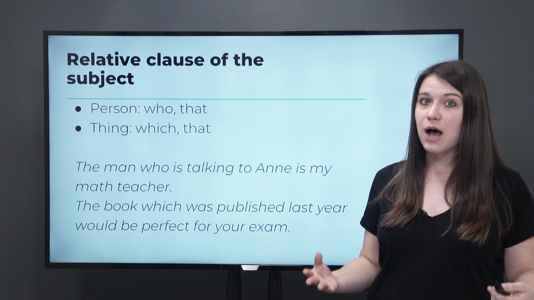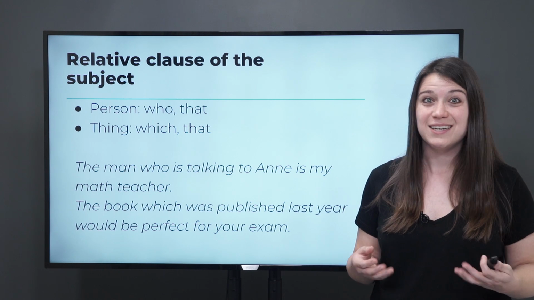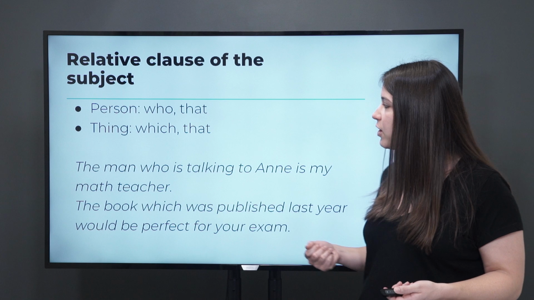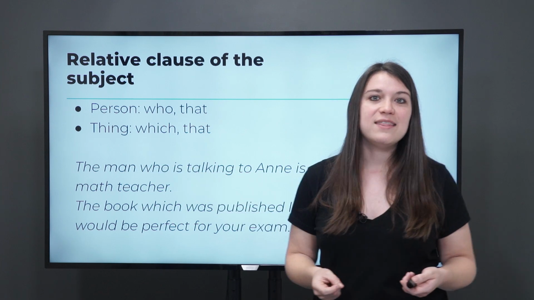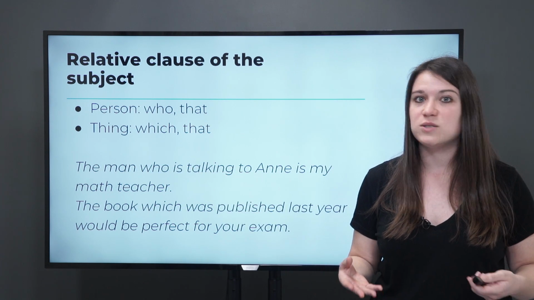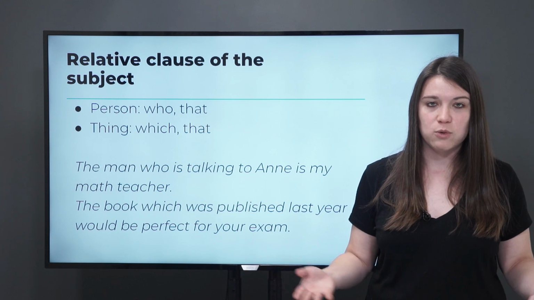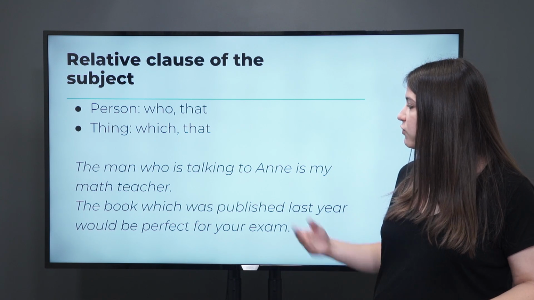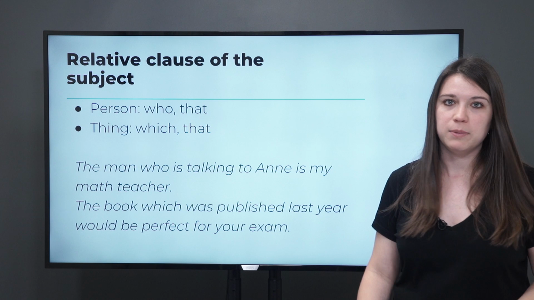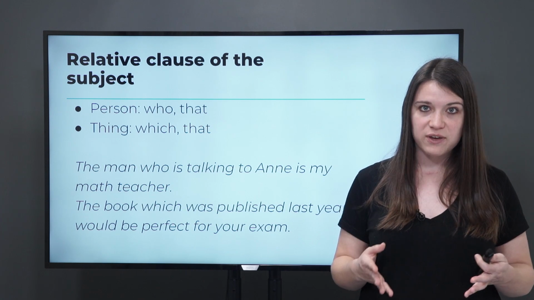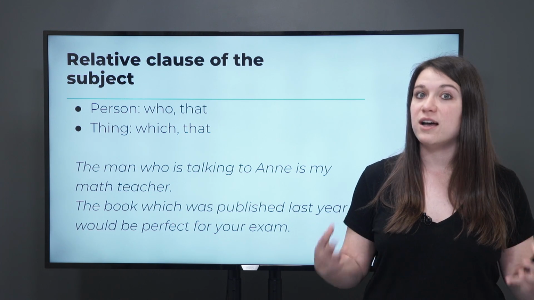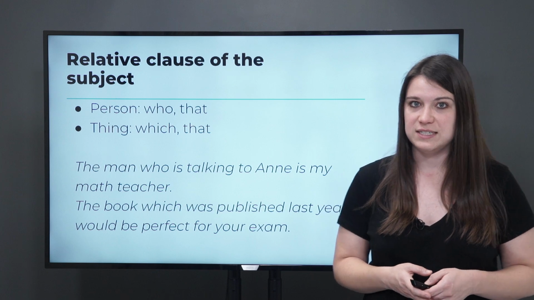So can you see how this information within the clause is essential? Because here we don't know which man the person is talking about unless we say who is talking to Anne. Otherwise, it could be any man. We don't know. And the same goes for the book. The book which was published last year. So this gives you specific information that is essential to understand the rest of the sentence.